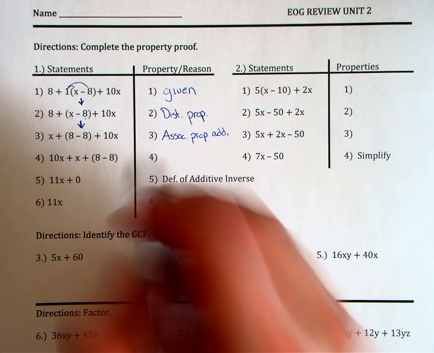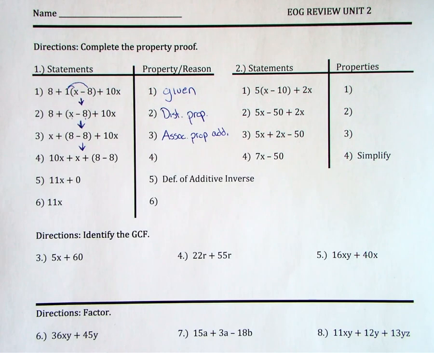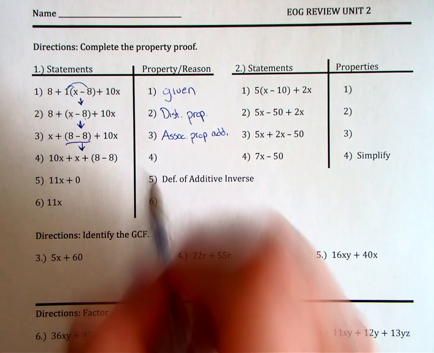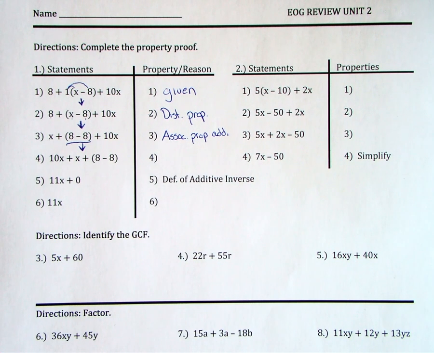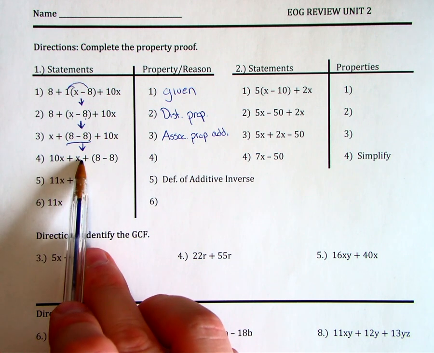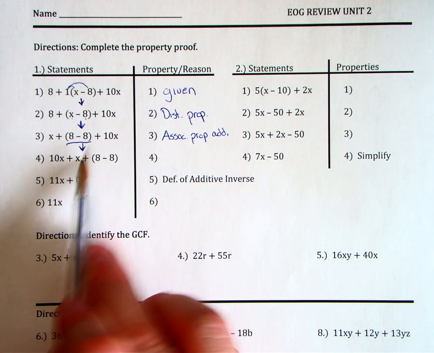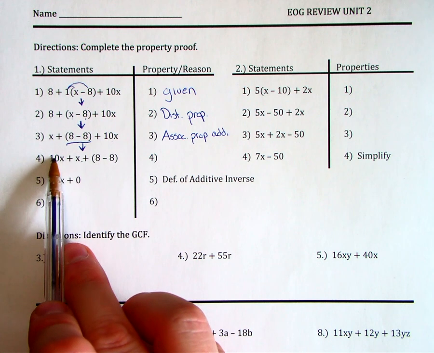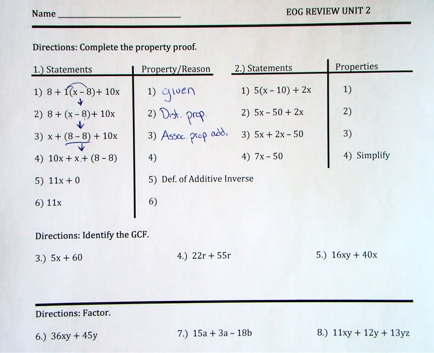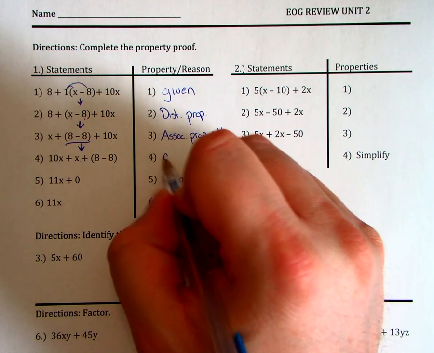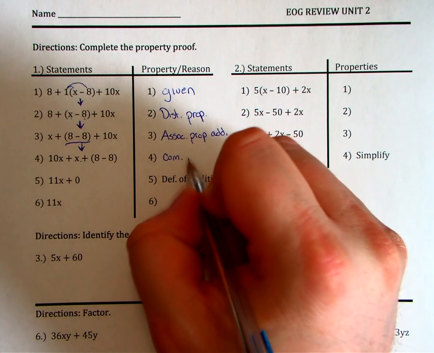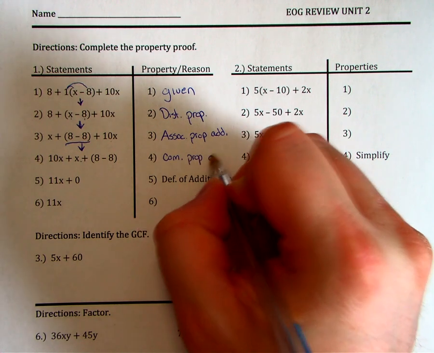All right, question 4. What change took place from step 3 to step 4? All right, here we should notice the only thing that really took place as far as a change is this term, 8 minus 8, switched places with x. The 10x came to the front. And so we basically reordered the problem. And we can certainly reorder the problem. We have a property that goes along with that, and we call that the commutative property of addition.